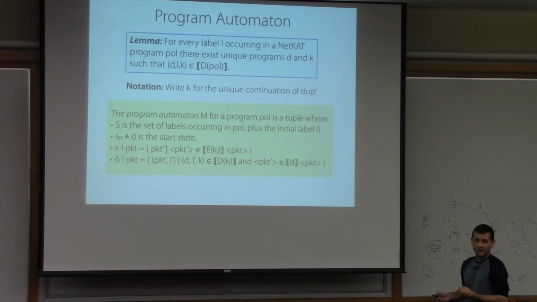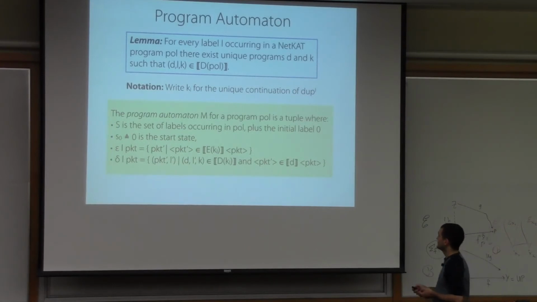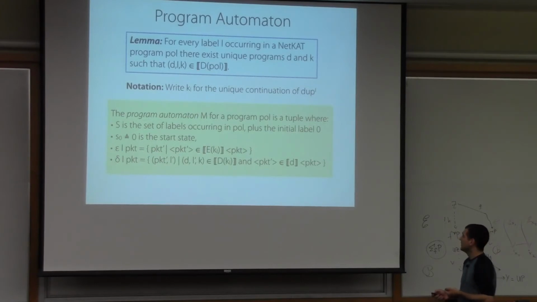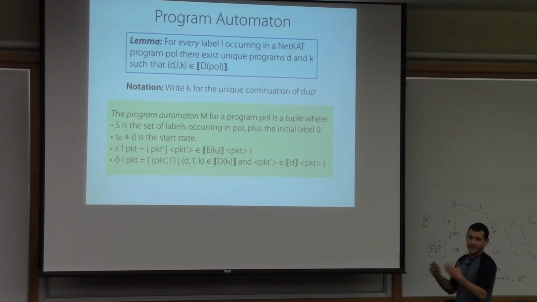So there's a nice lemma you can prove by induction over these definitions, which is that for every label L that occurs in a NetKAT program pol, there are unique programs D and K such that D, L, and K are in the continuation map of pol. And I'm just going to write K sub L for that unique continuation. So you can think of it as a global lookup table that for each label L gives me the continuation associated with that L.